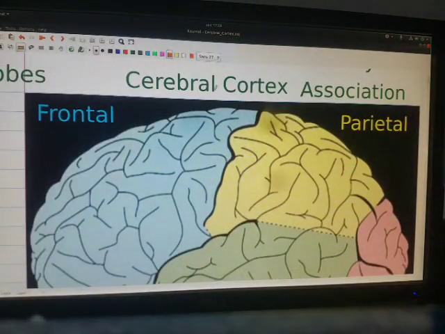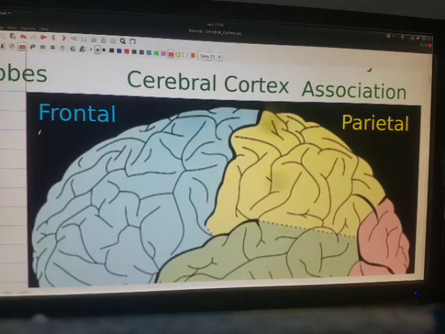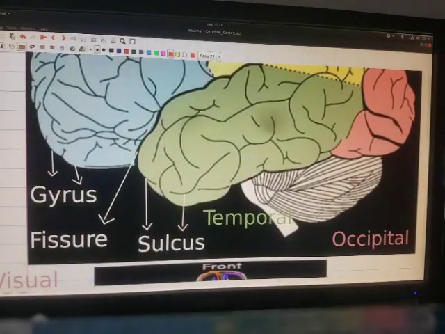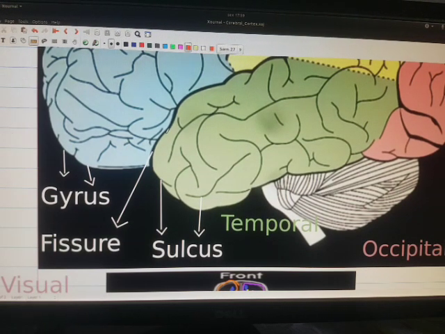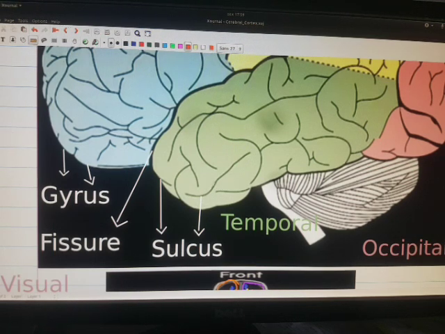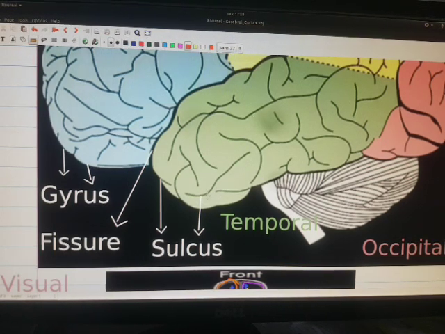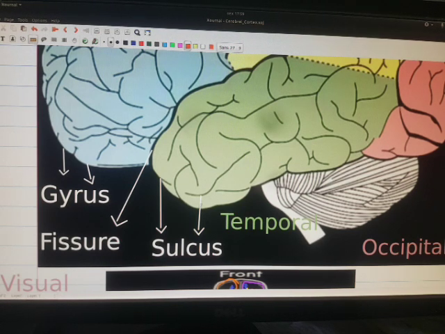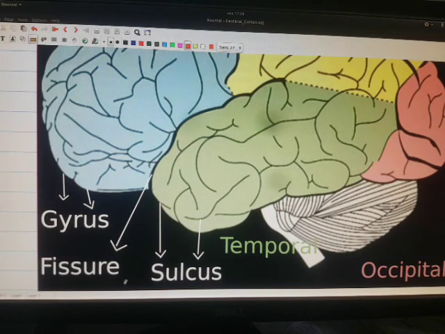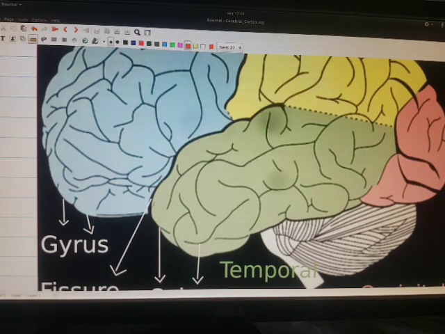So these grooves right here are called sulci, and if it's just one, it's a sulcus, and the plural is sulci. And between the sulci there is one gyrus, and if there are two, it will be gyri. And if there is a long groove, it will be called a fissure. This is a fissure.